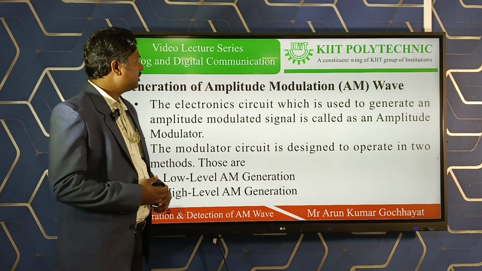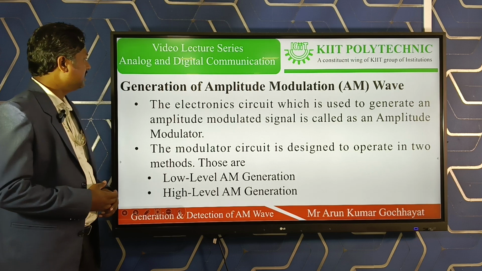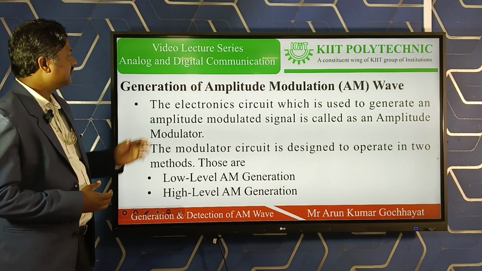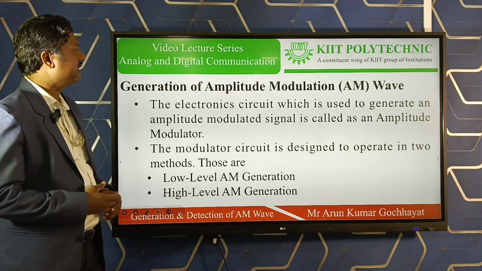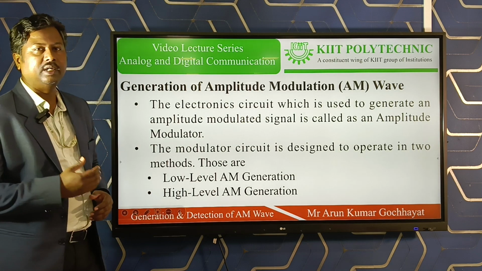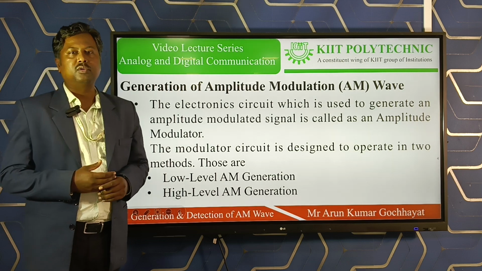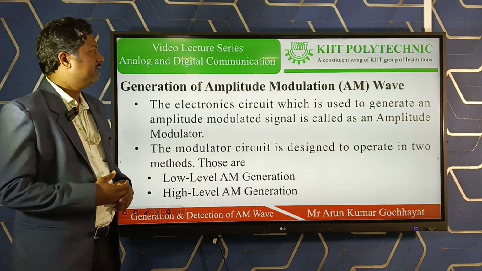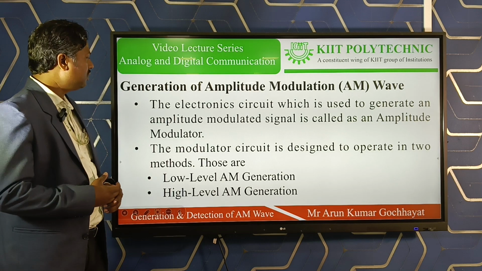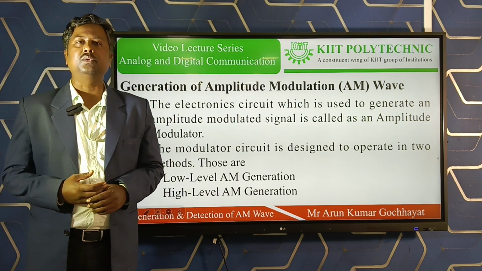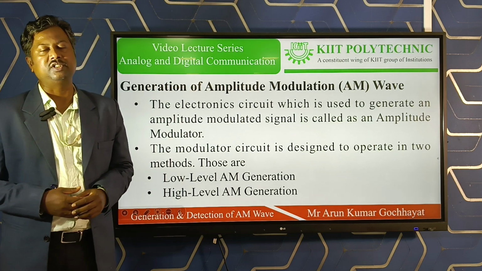So as far as generation of amplitude modulated wave is concerned, as it is written over here, the electronic circuit which is used to generate an amplitude modulated signal is called an amplitude modulator. So the amplitude modulator, what it exactly does, it provides you an amplitude modulated signal, and the modulation occurs due to the instantaneous value of the message signal.